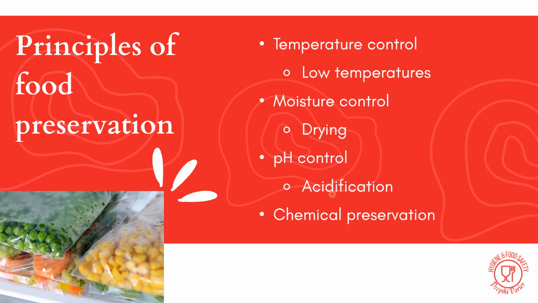The last one is by using chemicals. So chemical preservation involves the usage of chemical compounds like salt, sugar, vinegar. You have a lot of other chemicals as well which are used to preserve the food. We look at some of the important techniques in detail.